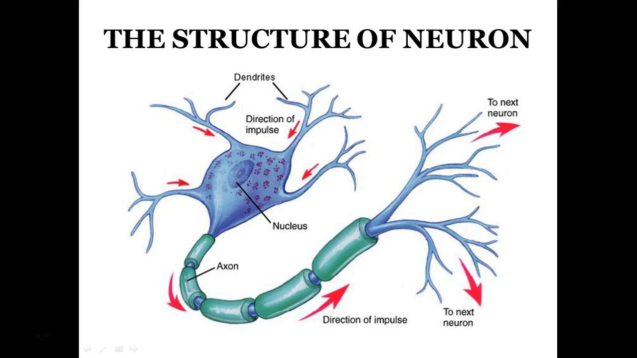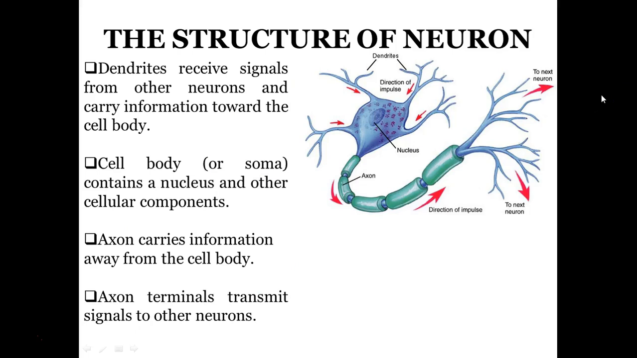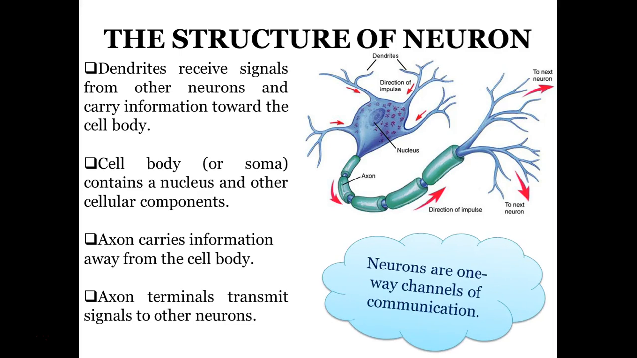After that, there is a long fiber called axon, which receives the signal from the cell body and transmits the impulse further to the nerve ending. So basically, these are the functions. Dendrite receives signals, as I already explained. Then the cell body, also known as soma, contains nucleus and other cellular components. Axon carries the information from the cell body, and at the end, there are axon terminals which finally transmit the signals to other neurons.